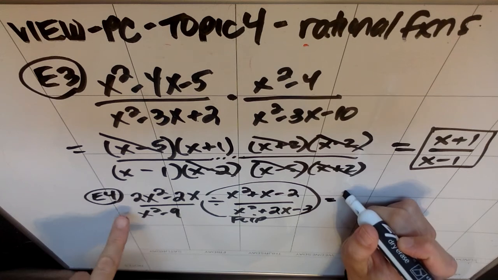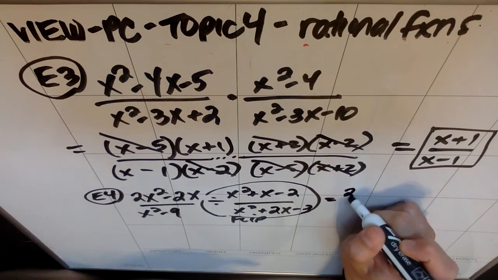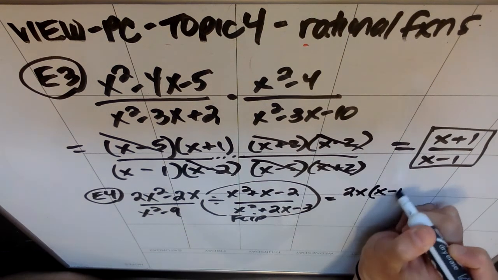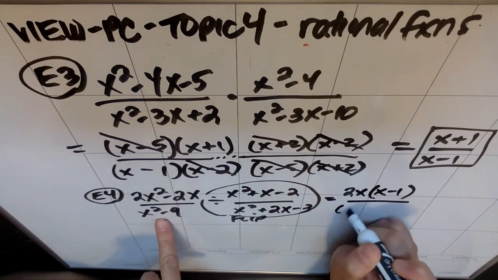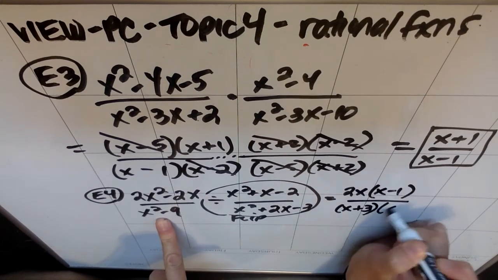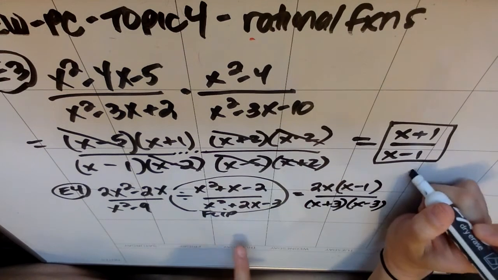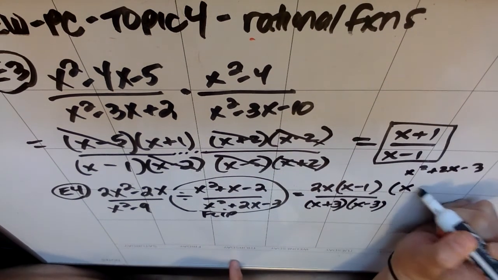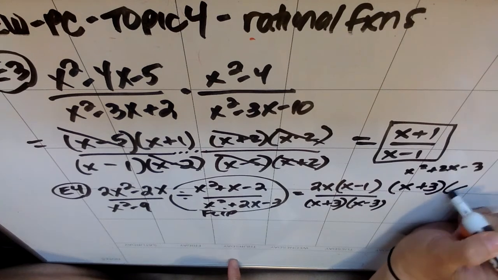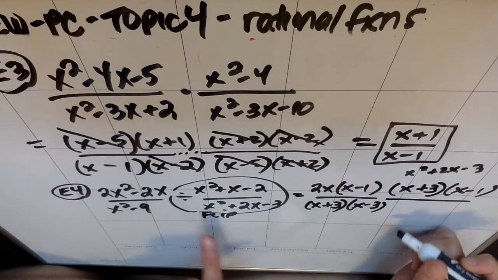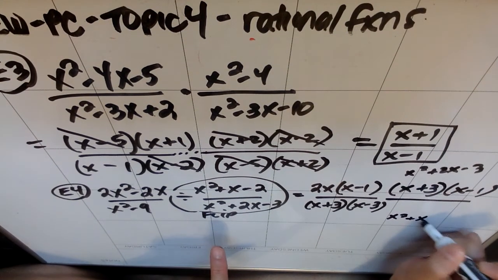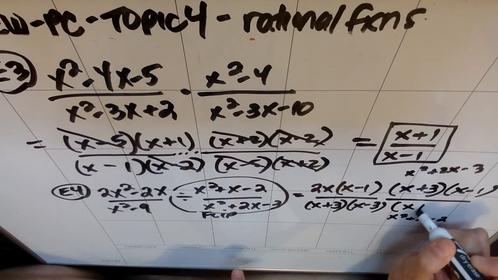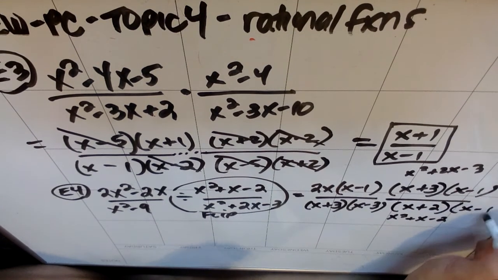So I get this 2x squared minus 2x, which I can go ahead and factor. I can take a 2x out and have an x minus 1. I notice this denominator is an x plus 3, x minus 3, because it's a difference of squares, right? Now, when I flip this guy, the top is now the x squared plus 2x minus 3, which we're going to factor into an x plus 3, x minus 1. And the bottom is now this x squared plus x minus 2. Well, that's going to be an x plus 2, x minus 1.